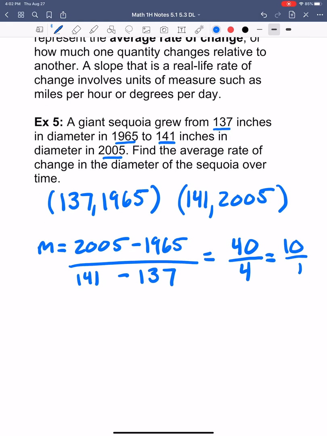So now we have to remember what this is all talking about here. So remember, in the numerator we have the years, and in the denominator we have the inches of the diameter. So what's happening is that this thing is growing 1 inch. It grows 1 inch in 10 years. And that would be the average rate of change over that time, 1 inch every 10 years.